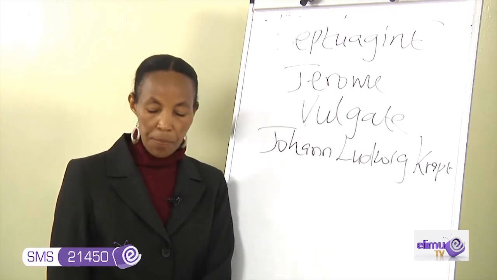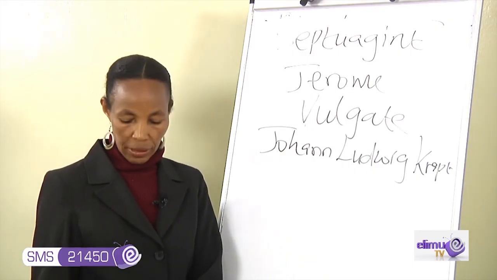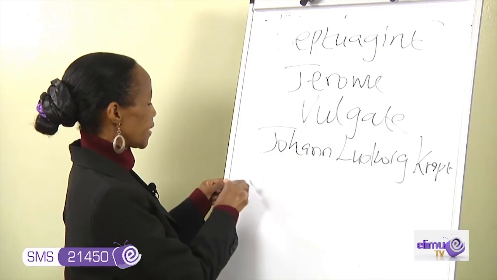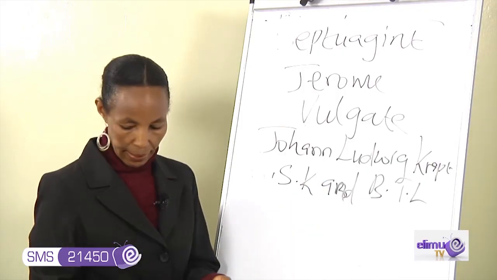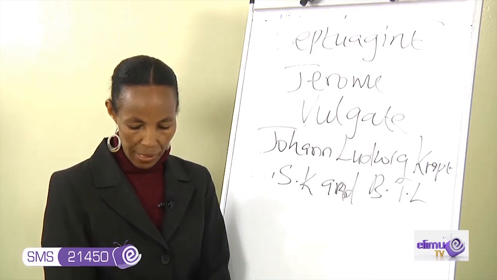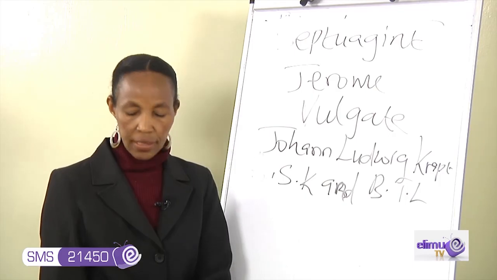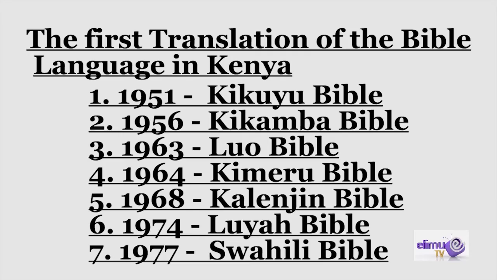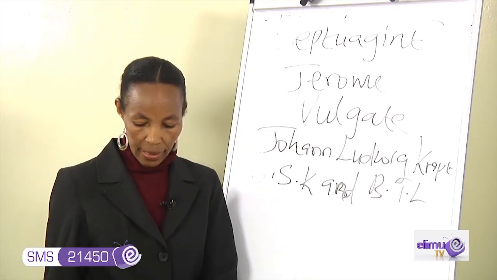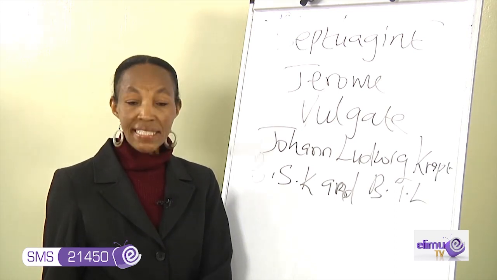Now in Kenya, the Bible Society of Kenya and the Bible Translation and Literacy Organization, abbreviated as BSK and BTL, are the two bodies responsible for the translation of the Bible into various local languages. For example, in 1951, we have the first Kikuyu Bible. In 1956, the first Kikamba Bible. In 1963, the Luo Bible. 1964, the Kimeru Bible. 1968, the Kalenjin Bible. 1974, the Luhya Bible. 1977, the modern Swahili.